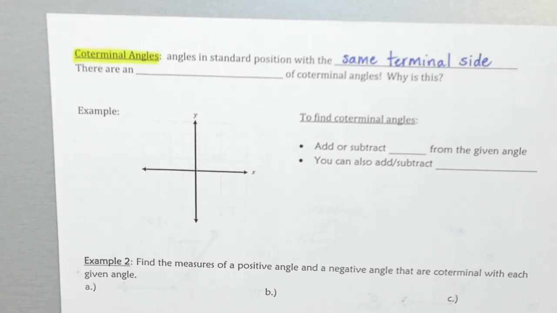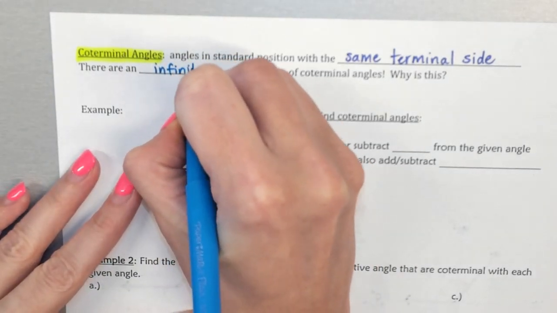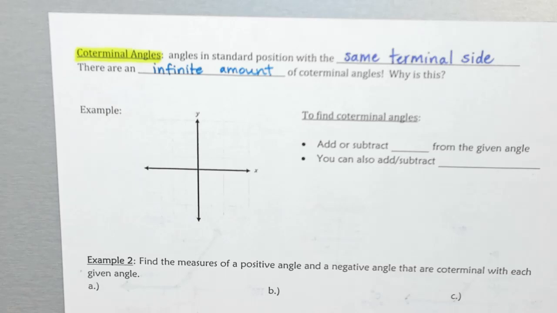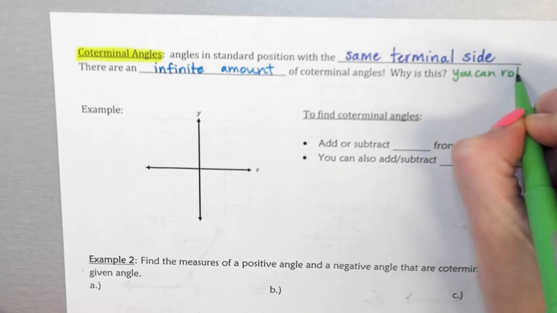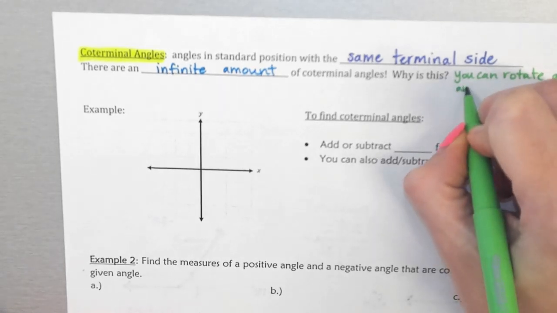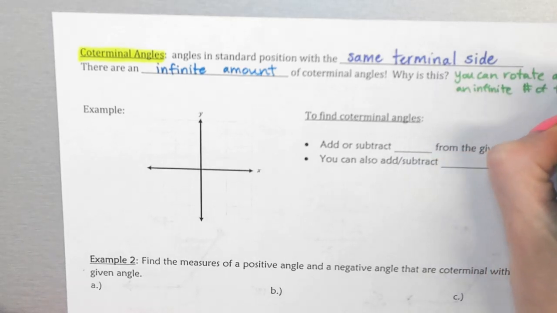Okay, so coterminal angles are angles in standard position with the same terminal side, and there is an infinite amount of these angles. So there's an infinite amount of coterminal angles. Okay, and that's because of the rotations. You can rotate an angle an infinite number of times. Use the number symbol.